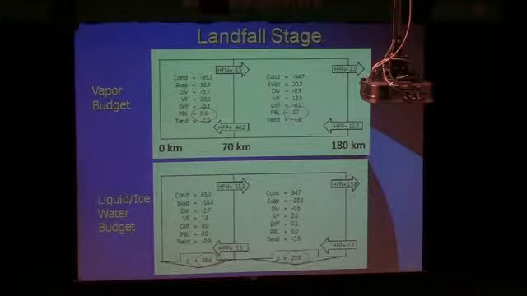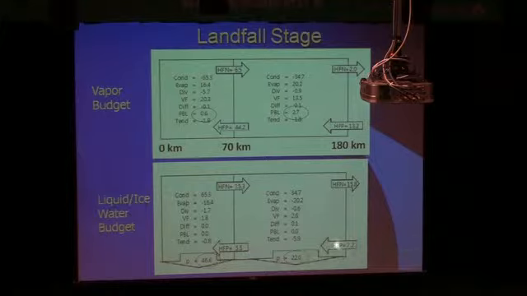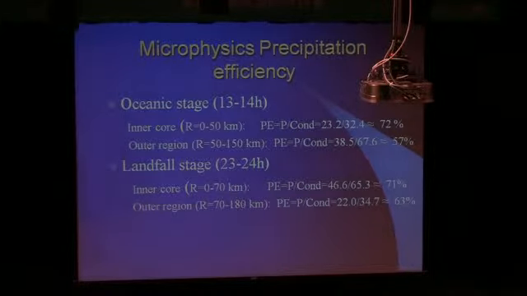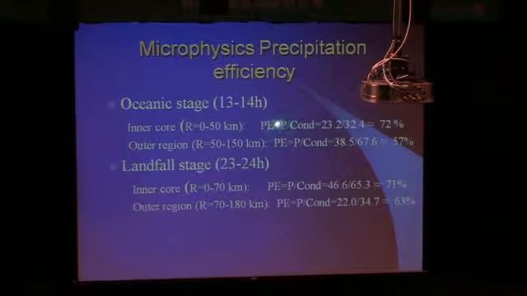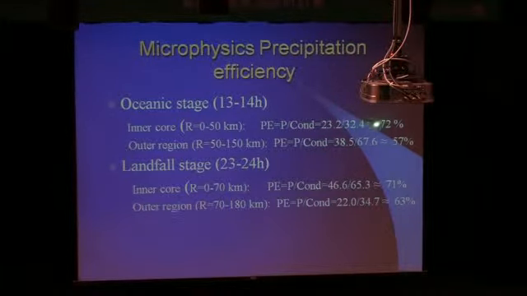And because after landfall, the amount of transport is much less compared to the one over the ocean. And this goes back to the definition of the precipitation efficiency: the total integrated precipitation value divided by the total condensation and deposition. So this amount will change.